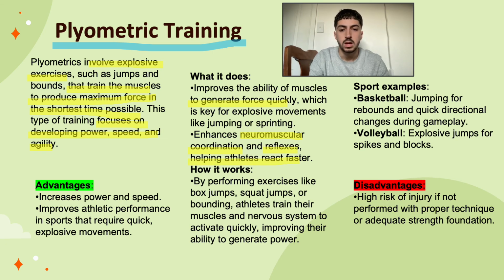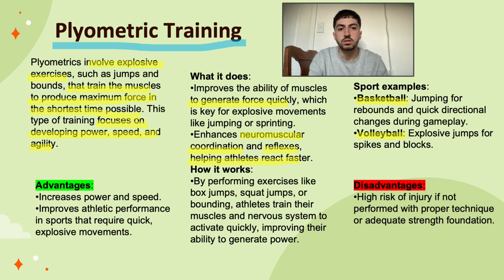So reaction time. How does it work? Well, by performing exercises, as I said, like the box jumps, the squat jumps, and the bounding, athletes train their muscles and nervous system to activate quickly, improving their ability to generate power. Some sporting examples may include basketball, so jumping for rebounds or quick directional changes during gameplay, and volleyball, so explosive jumps for spikes and blocks.